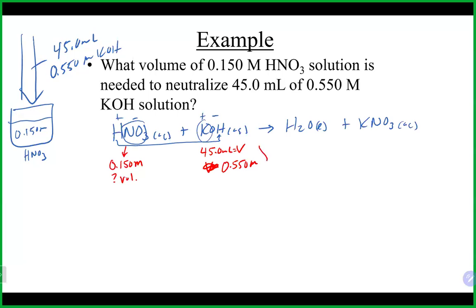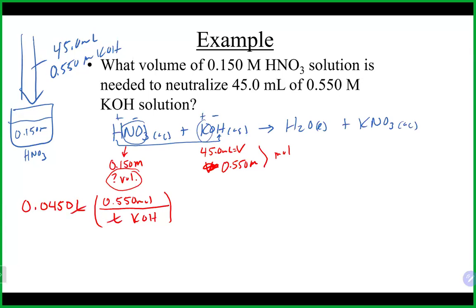We can get the moles of this one. We obviously can't get the moles of the nitric acid since we're looking for a volume. So we will start with converting to moles. We're going to take our volume and convert it into liters by dividing by 1,000. So we'll take our 45 and divide it by 1,000. We will use the molarity of our potassium hydroxide, 0.55 moles per liter.